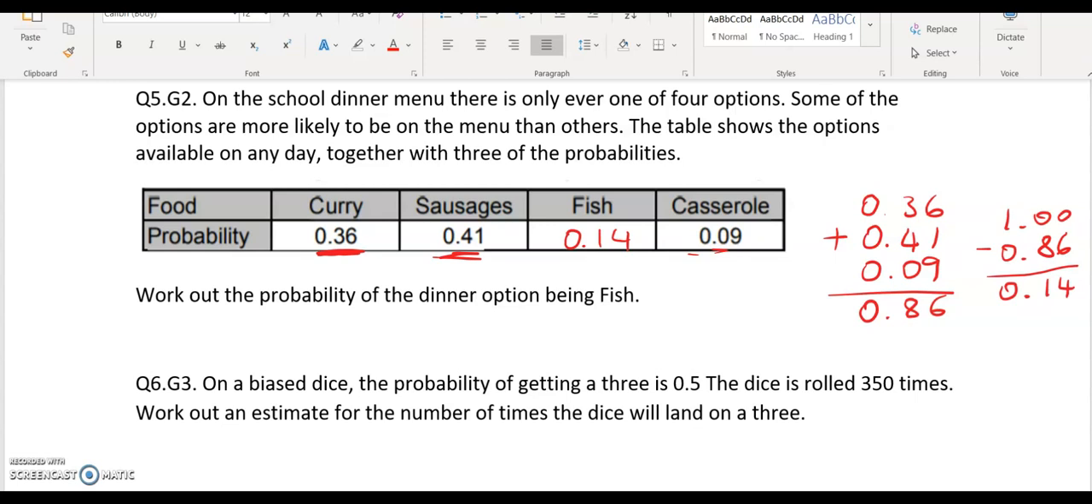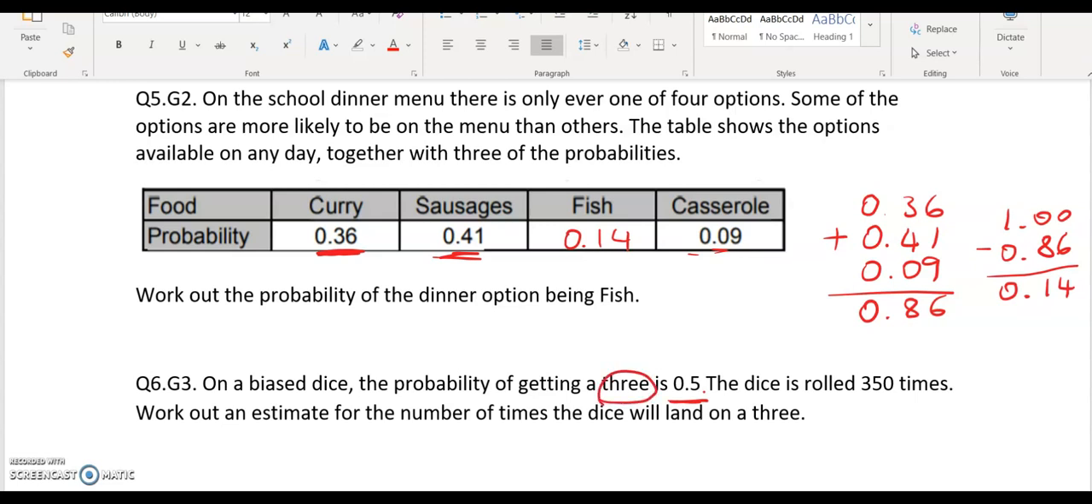In the next question we have, on a biased dice, the probability of getting a 3 is 0.5. The dice is rolled 350 times. So work out an estimate for the number of times the dice will land on a 3. 0.5 represents half, so half the time you'd get a 3.